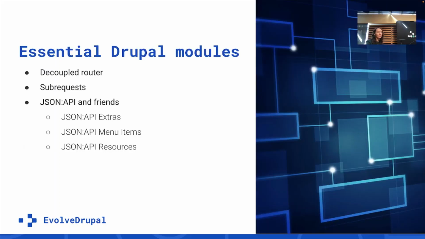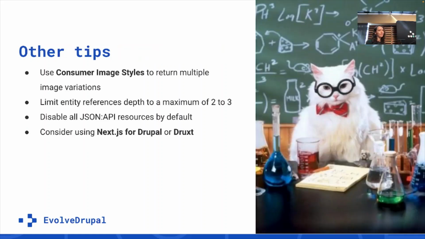And yep, we have some honorable mentions in terms of the Drupal modules. I've mentioned numerous times decoupled router, subrequests, JSON API friends, JSON API menu items, JSON API extras and defaults. Some things that were not mentioned here: Consumer, Simple Auth, Consumer Image Styles. All those are modules that you might be interested in if you start building decoupled websites.